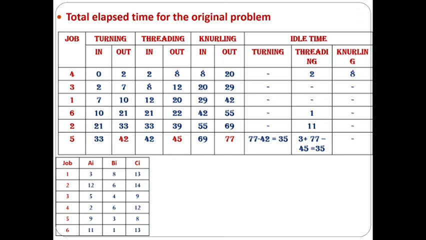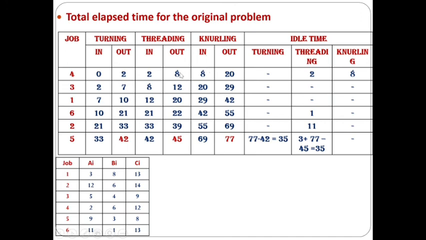So the time in of the same job on the second machine will be 2, and for the threading operation, that is the second machine operation, job number 4 requires 6 hours. So 2 plus 6 is 8. This is a time out.